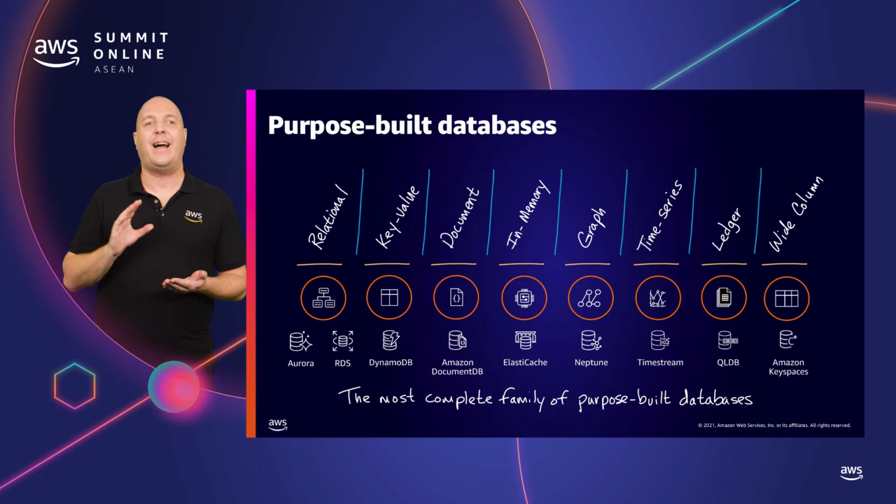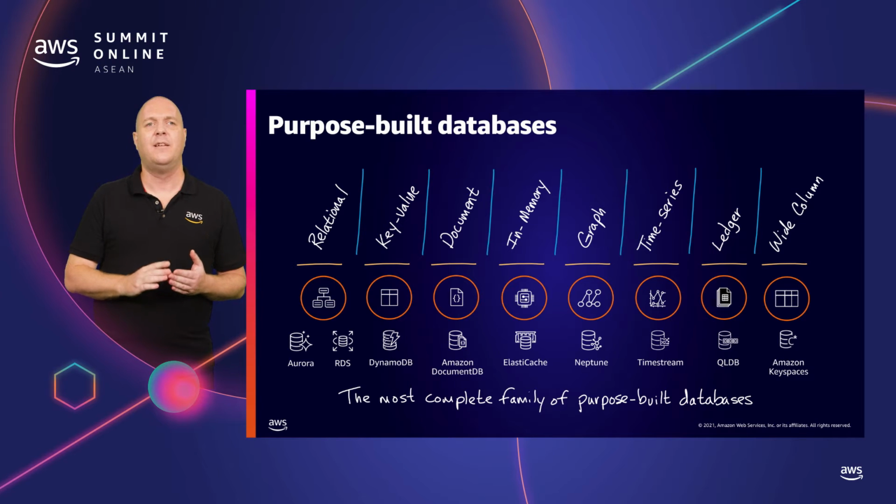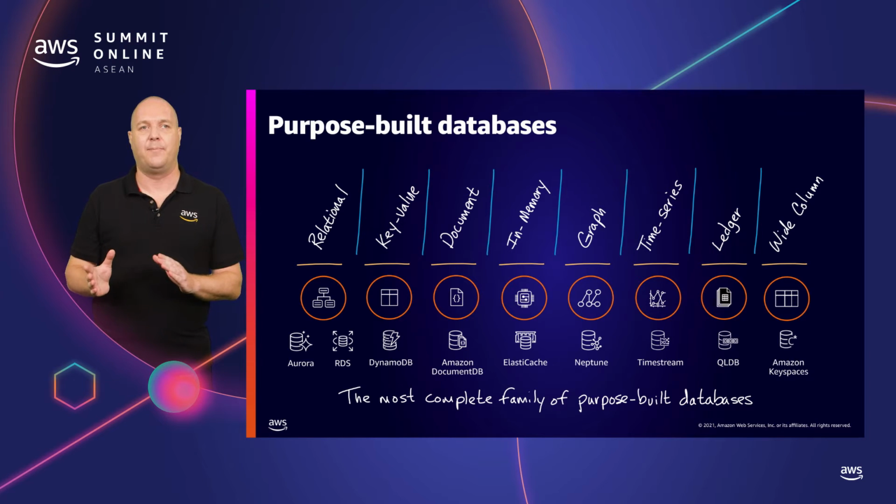Driven by the rise of IoT devices, IT systems, and smart industrial machines, time series data is one of the fastest growing data types. For this, we have Amazon Timestream, a purpose-built time series database that became generally available in September 2020.